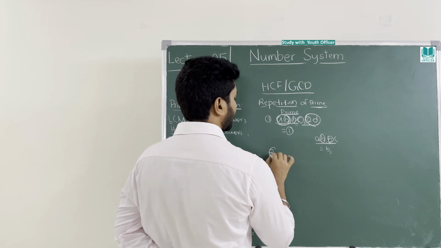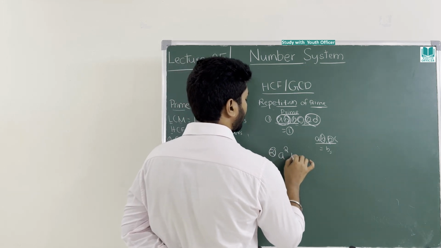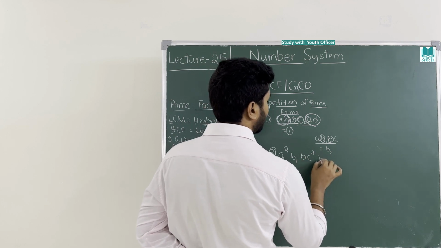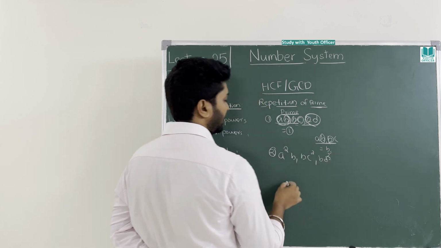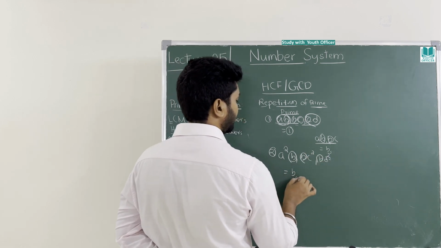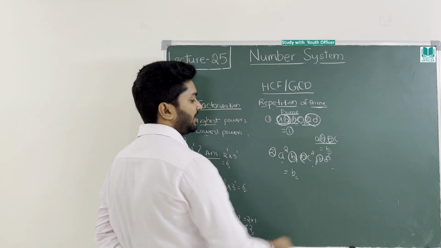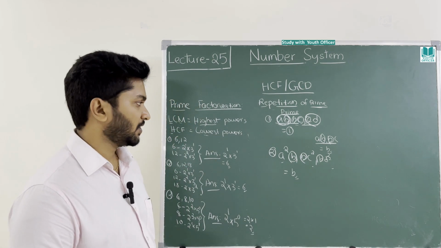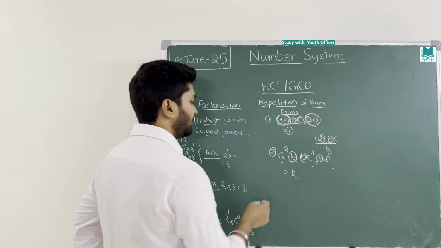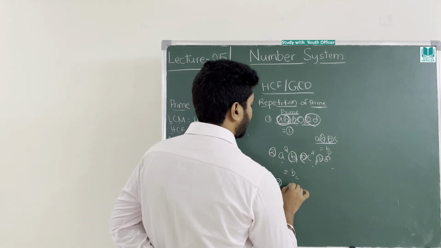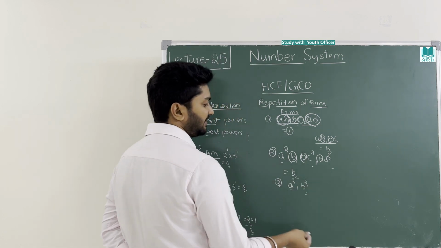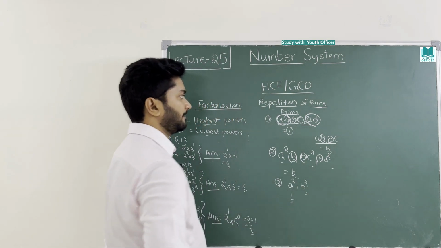Second example we will take. If you have numbers like a square b, b c square, b d cube, directly the answer is b, because b is common in all and no other number is repeating. This is the distinction you are supposed to find. If someone gives you a square comma b square to find the HCF, nothing is repeating, so the answer will be 1.